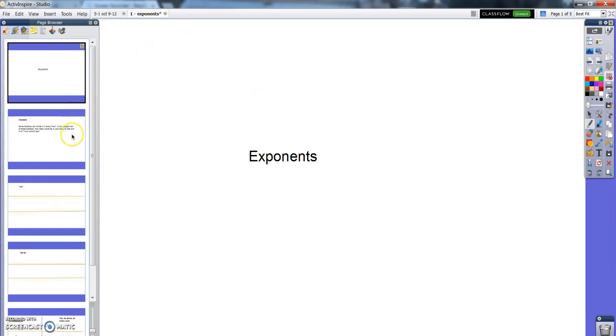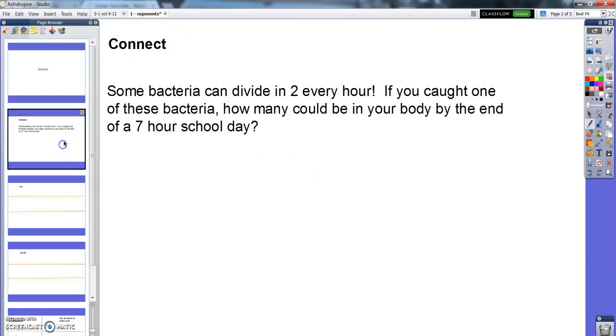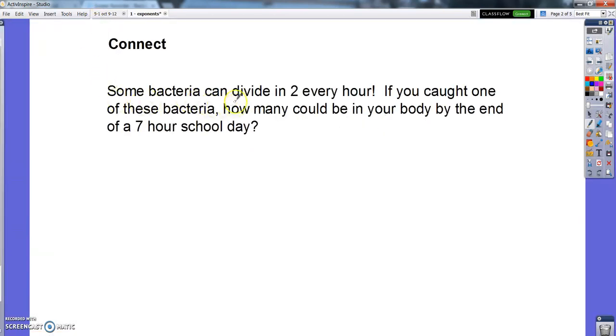Here we go. So let's talk about a real world little situation here. Let's say there are some bacteria that can divide in two, like split from 1 into 2 every hour. Crazy, right? And so if you caught one of these, let's say at the very beginning of a 7-hour school day, how many of these could be in your body at the end of a 7-hour school day? So let's just think about that.